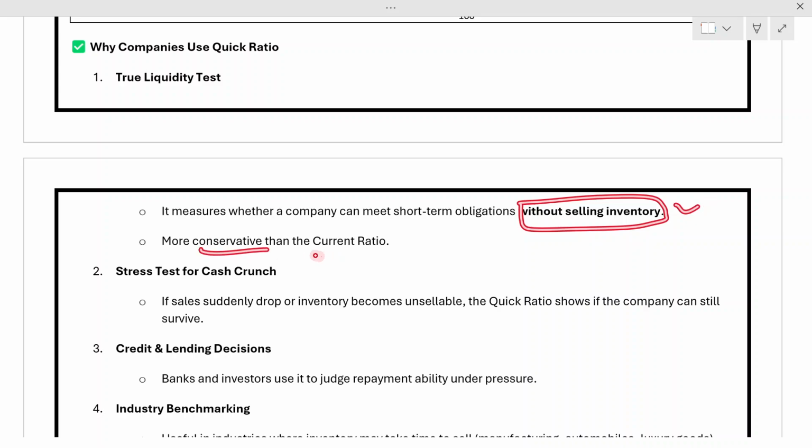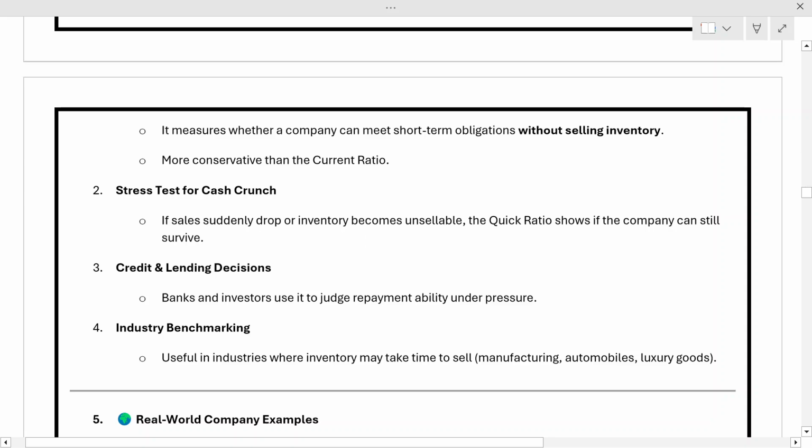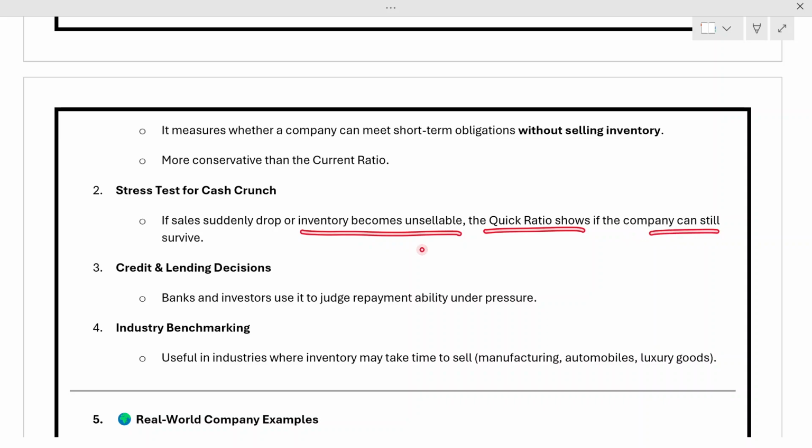Inventory takes a lot of time, but this does not take inventory into account. Similarly, this is more conservative than the current ratio. If someone is riskier, then they will look at the quick ratio. This is also used for a stress test or cash crunch. If sales suddenly drop or inventory becomes unsellable, the quick ratio shows the company can still survive, because the company may have a very good current ratio, but if there is a very high level of inventory which cannot be used, then the current ratio won't help. So this ratio is calculated excluding inventory.